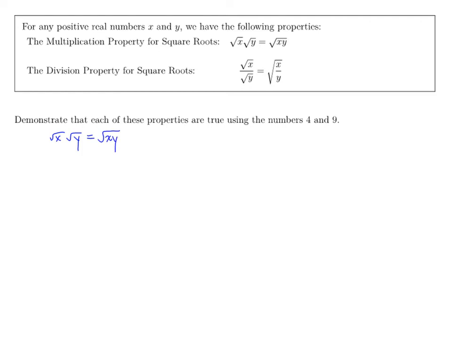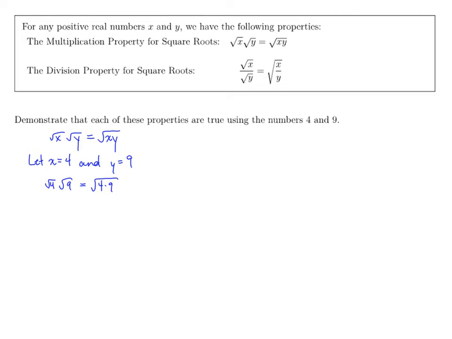So let's demonstrate this property using the numbers 4 and 9. So we can say let x equal 4 and y equal 9. Looking at the left-hand side, we have the square root of x times the square root of y. So replacing x with 4 and y with 9, we'll have the square root of 4 times the square root of 9. And this property shows that that should be equal to the square root of 4 times 9, where that product is inside one radical.